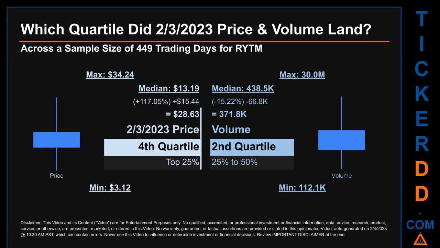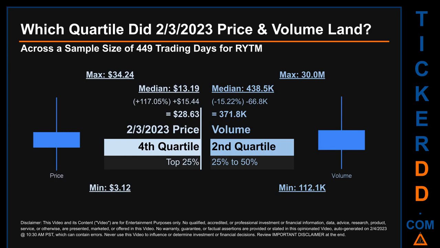Which quartile did the 3rd of February 2023 price and volume land? Across a sample size of 449 trading days, the maximum end of day price for RYTM was $34.24, while the minimum was $3.12. Within that price range, the 3rd of February 2023 price, of $28.63, landed within the 4th quartile, meaning that it was within the top 25% of all sampled end of day prices.